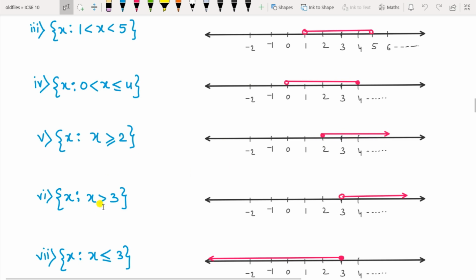x is greater than 3, no equal to sign here, so 3 should be shown as the empty circle, and all the numbers after that, so you have to put the arrow here.